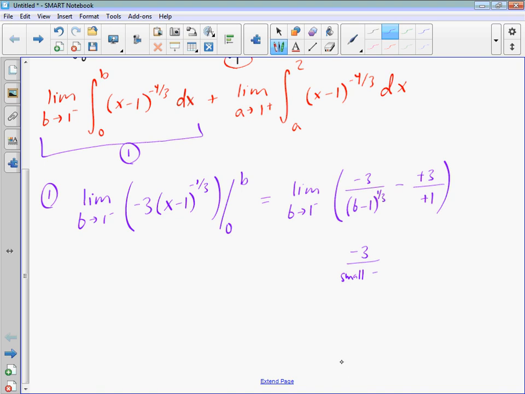So the 2 negatives is going to make that a positive, and 3 over something infinitely small is going to be infinitely big, so it's going to be positive infinity. So this turns into infinity minus 3, which is still infinity. Do I even need to do this part of it? No, because what do I know if this goes to infinity? The limit doesn't exist, right? So that means that this is divergent, right? So we just can say it diverges.